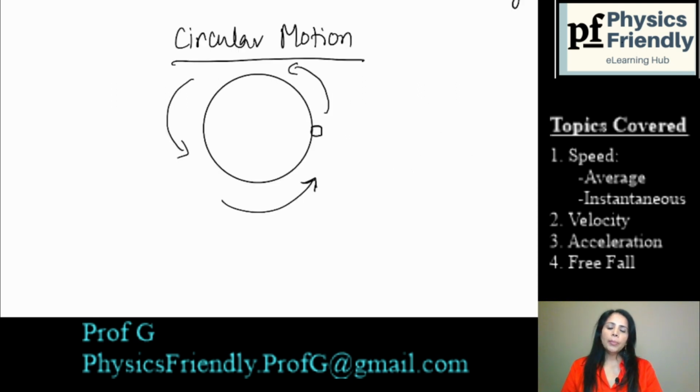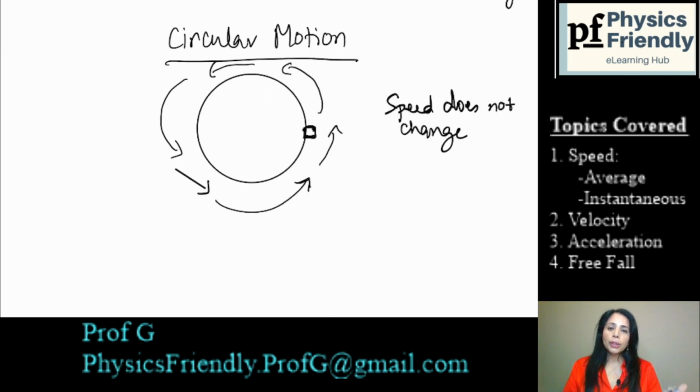Okay, so let's take a special case. Let's look at circular motion. So here is a circle and we have an object of mass m, which is tracing a circle in a counterclockwise direction. This is called uniform circular motion, where speed does not change, but direction is changing.